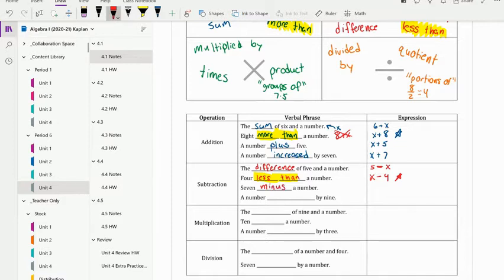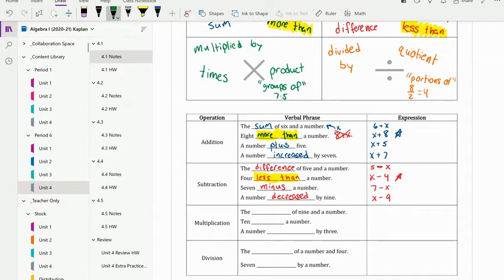Okay, 7 minus a number. Okay, now we're just going back to going in order. So 7 minus is a minus sign. The number is x. And a number decreased by 9. Decreased by 9. So again, in order. The number is x. Decreased by means minus. And 9. There you go.